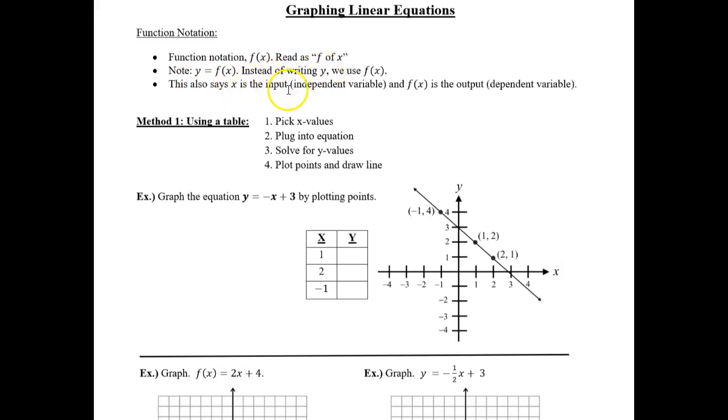We call x the input, or the independent variable, and f of x is the output, or the dependent variable. Now when we go to graph these linear equations, the most common method is using a table. Now what I like about this method is that you can use it for any equation, any function, right? It can be a quadratic, a cubic, a radical function, a rational function. This method works with all types of functions, not just lines. So you may have seen other ways to graph using slope and intercept, but this will always work, no matter if it's a line or not a line.